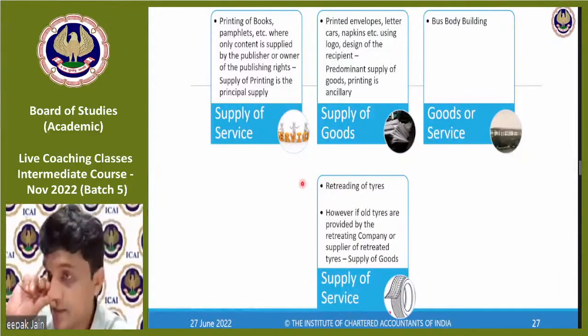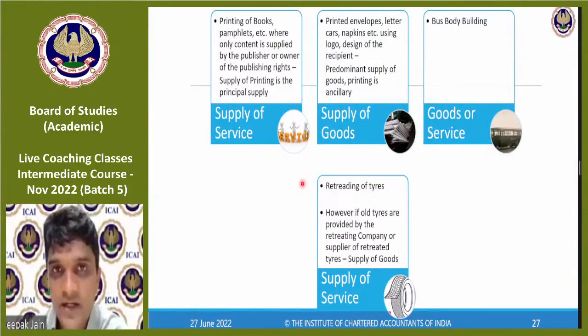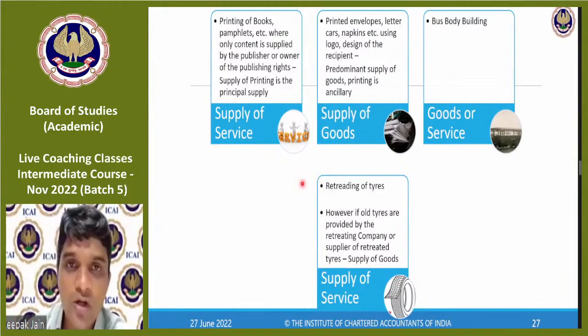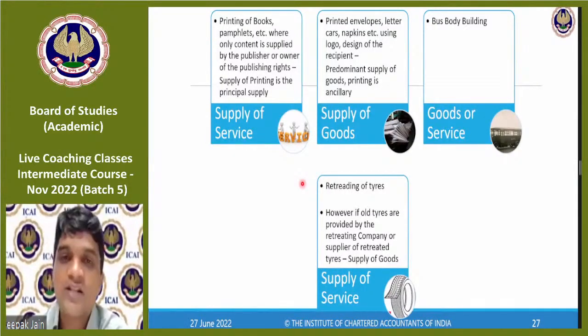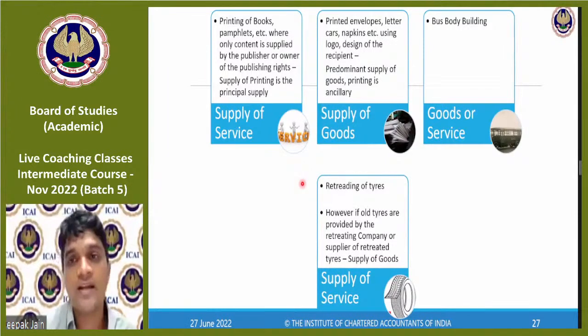Retreading of tires means old tires I want to make new. I'll give it to a person who will do all the finishing work and give it to me. So it is a supply of service. But if I'm buying the tires also from him, then it's supply of goods. That's what the clarification says.